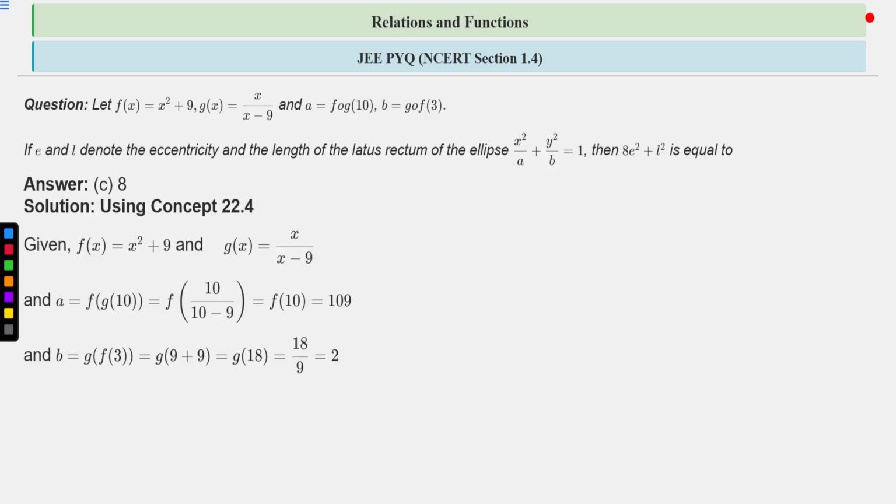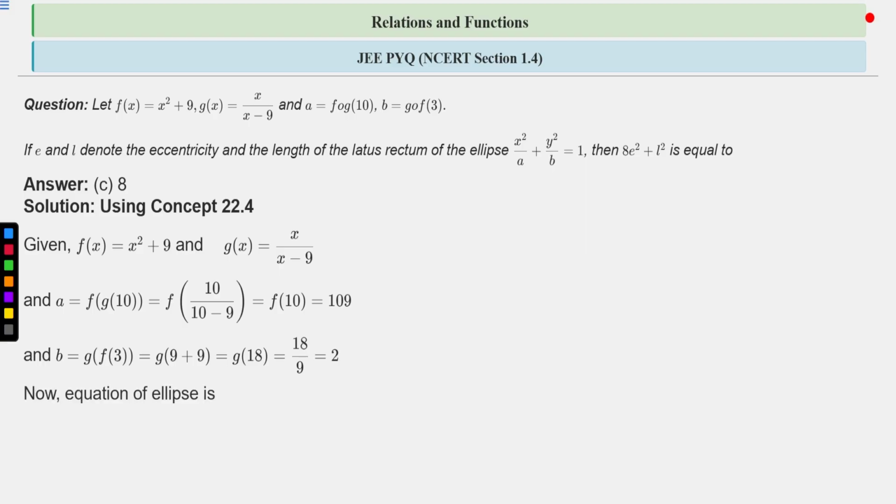Now let us calculate the value of b. b is g of f(3). And what is f(3)? f(3) is basically 3², which is 9, plus 9. So g of 9 plus 9, which is equal to g(18). We need to find the value of g(18). It is equal to 18 upon 18 minus 9, which is 18 upon 9, which is equal to 2. So b is equal to 2.